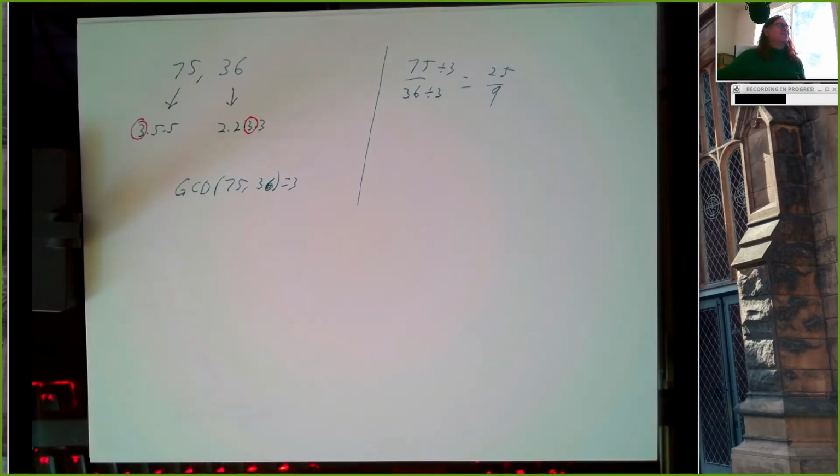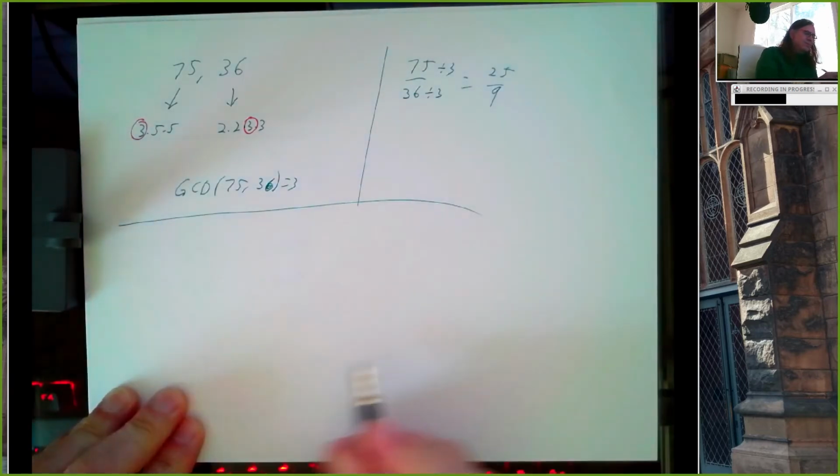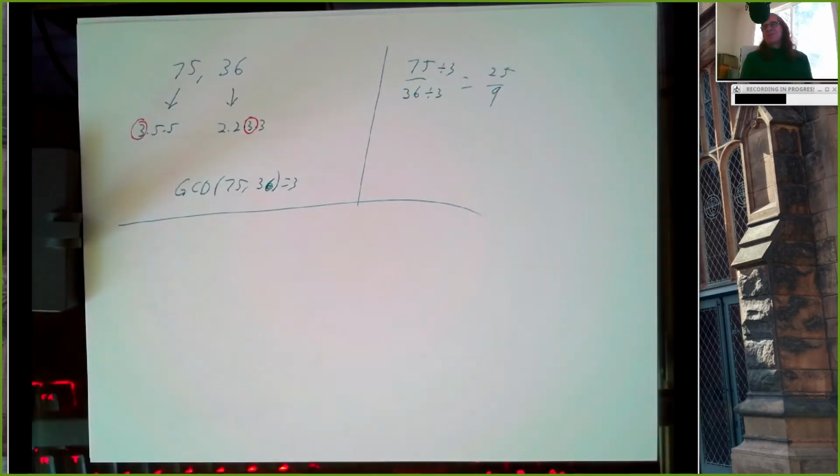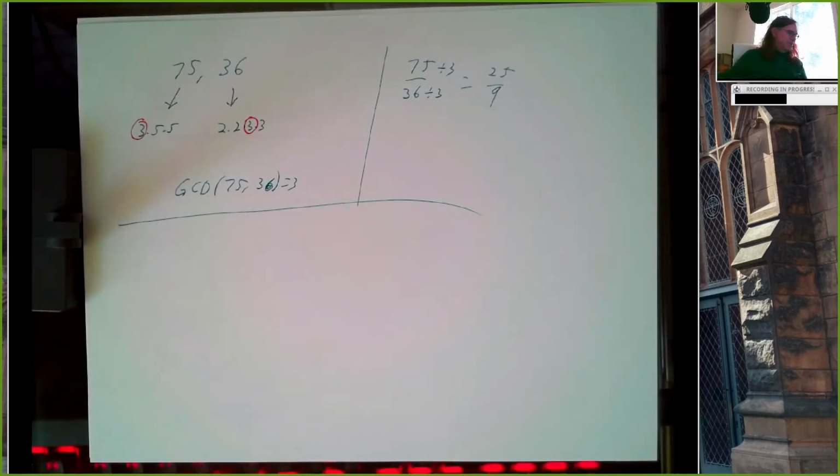All right, so greatest common factors. We can write these numbers out as products of primes, but there's an algorithm we can use to find the greatest common factor, and it's called the Euclidean algorithm.